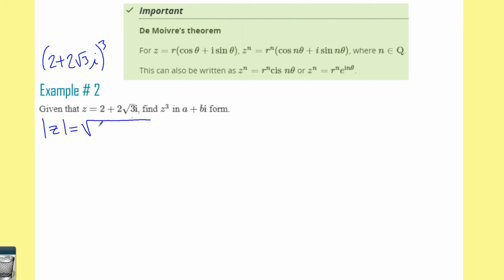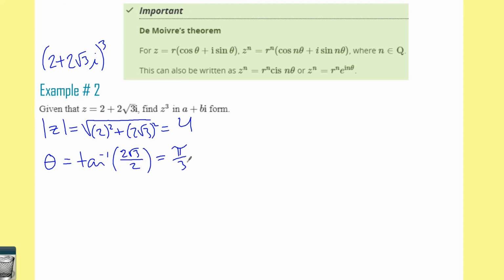So we take the square root of 2 squared plus 2 square root of 3 squared. That gets us 4. To get the angle, the argument, we do the inverse tangent of 2 square roots of 3 over 2. That's just going to give us pi over 3. So in polar form, this would just be 4 cis pi over 3.